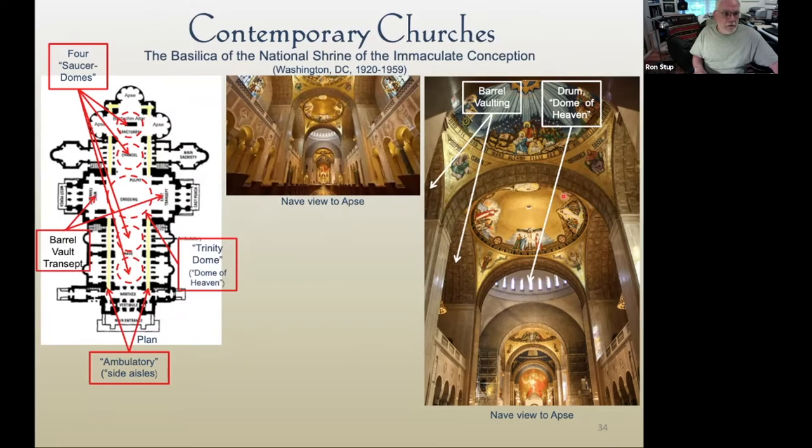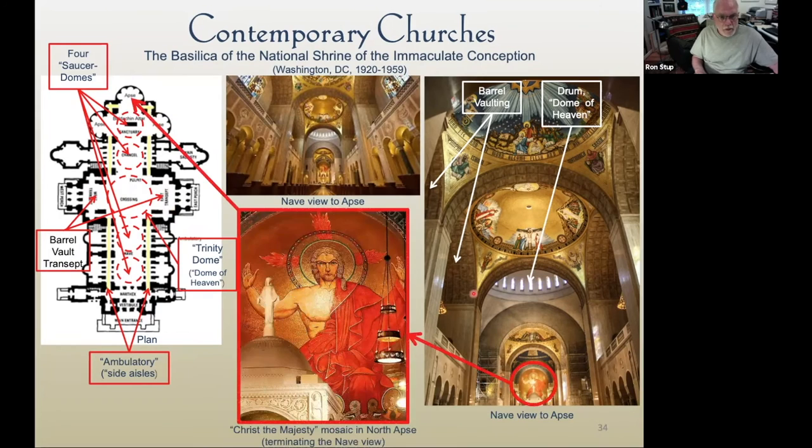Barrel vaulting, not pointed, but Romanesque, round arches. And they use the barrel vaults as the transepts. So that whole transept is just a barrel vault on both sides. And then at the apse right here, they have Christ the Majesty, the mosaic, and the north apse terminating the nave view. It's located right here. He's very muscular. He's got flames coming from his corona, and he's a very stern-looking person.